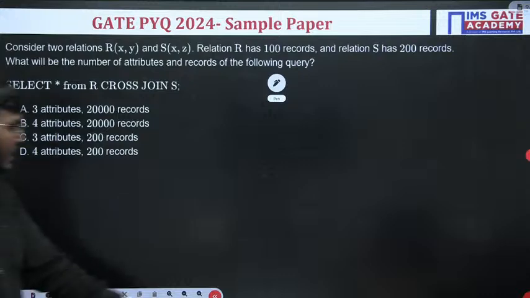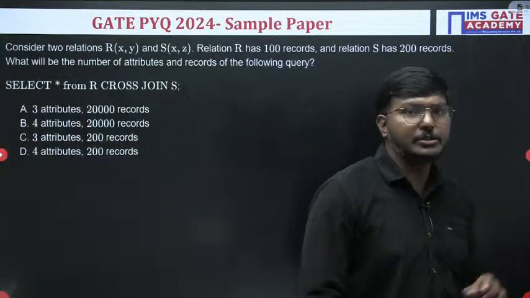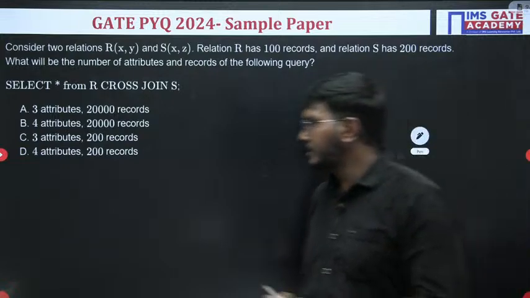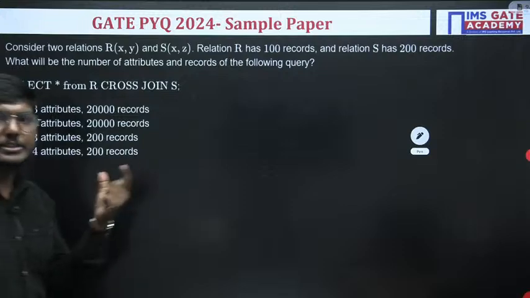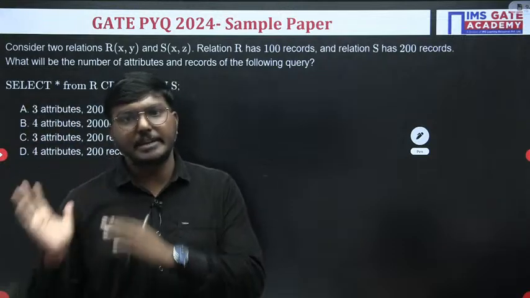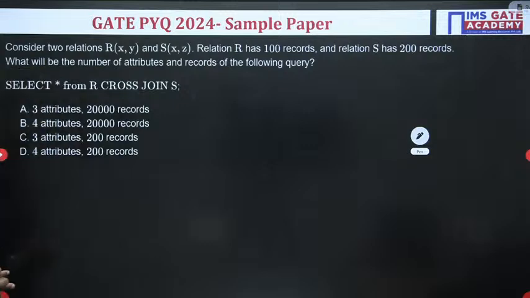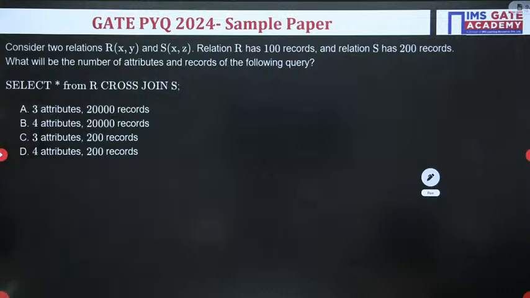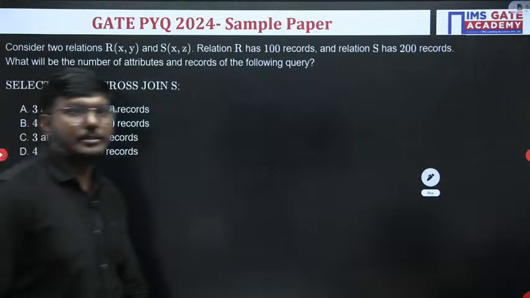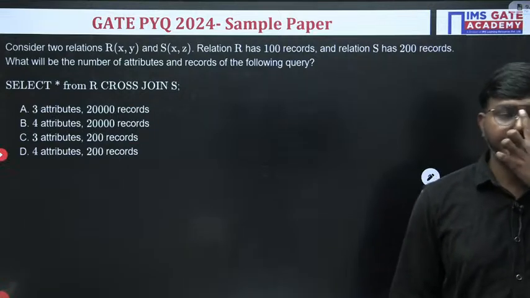See here, this is from the sample question. It's an easy question. Quickly try. I can say this question I have basically already explained in the previous question. If you read properly, you will definitely get the answer. Try. We are given 2 relations R and S. Relation R has 100 records. Relation S has 200 records. What will be the number of attributes and the records of the following query? Very good. Try these questions quickly.